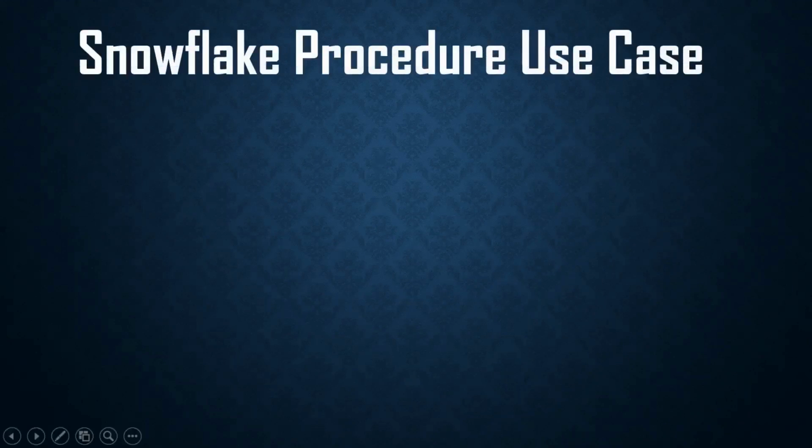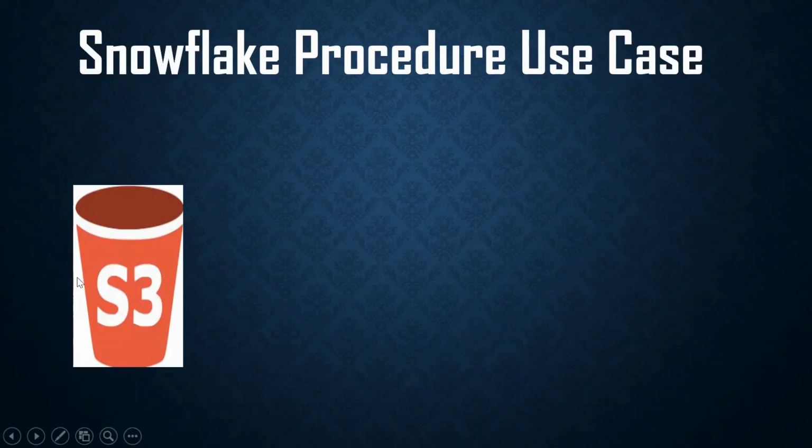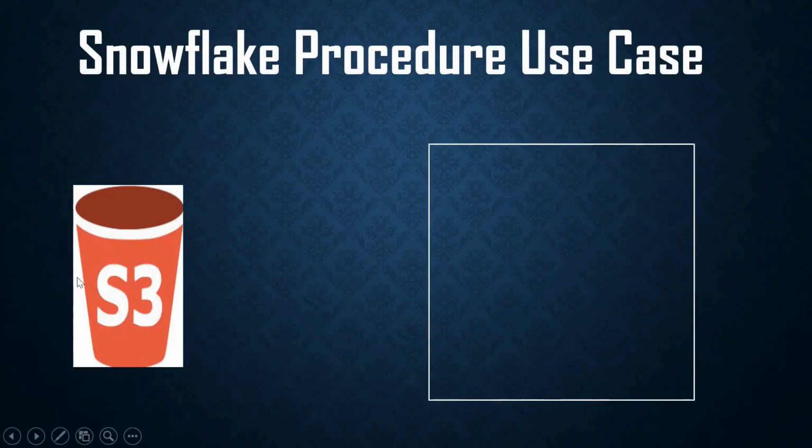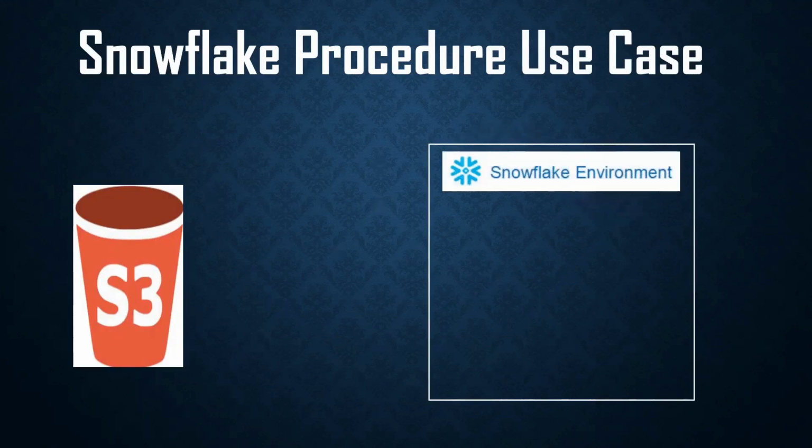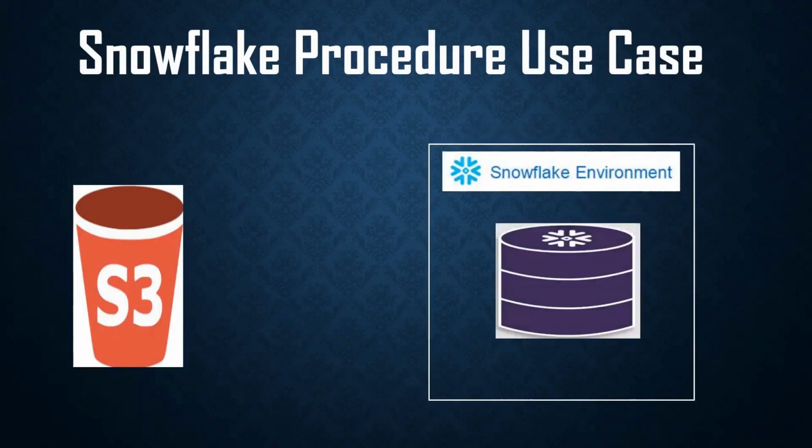Today we'll see one of the Snowflake procedure real-time use cases. Assume I'm having one S3 bucket. Every day I'll get 100 files in this S3 bucket. Now these files I need to load into the RAS schema.